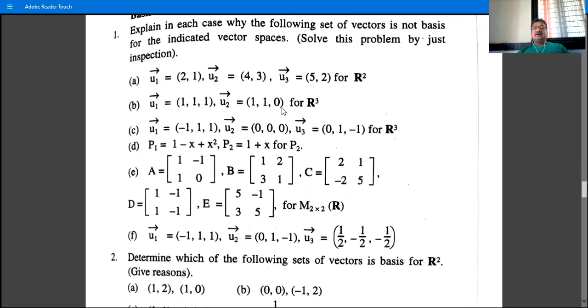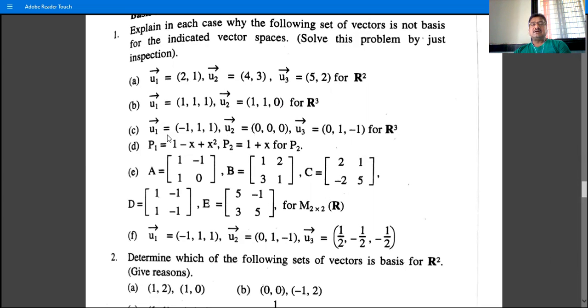So this is a subset of R3: (1, 1, 1) and (1, 1, 0). Again, this set contains two vectors, and the dimension of R3 is 3. That is, any basis of R3 contains exactly three vectors from R3. So this set contains two vectors u1, u2, and the set containing these two vectors is not a basis of R3.